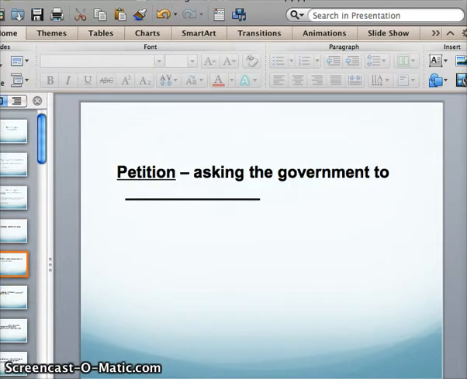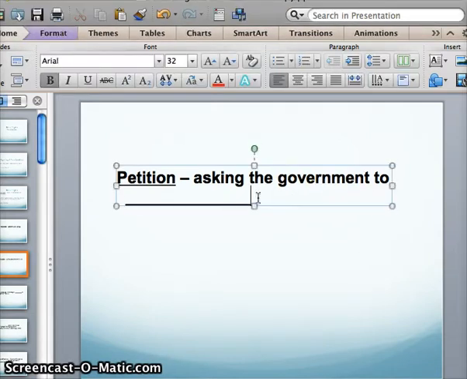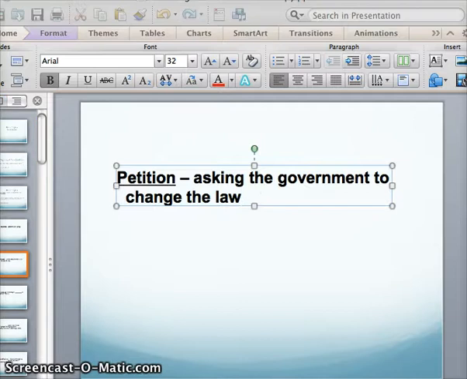A petition. A petition is asking the government to change the law. The First Amendment also protects our right to petition. You can always ask the government to change the law.